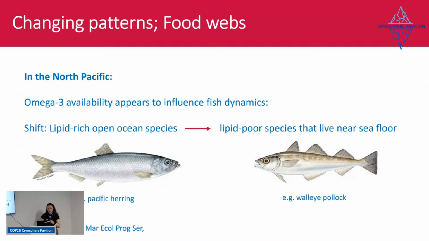We also see that in the North Pacific, there's been a regime shift from lipid-rich open ocean species towards more lipid-poor species that live towards the bottom of the seafloor. And so this is affecting fish that are important for fisheries. And it appears to be a reflection of the amount of those omega-3s that are available to the fish through the zooplankton and through the phytoplankton.